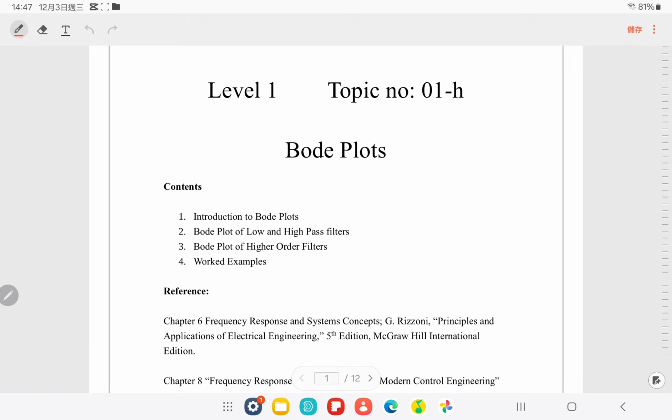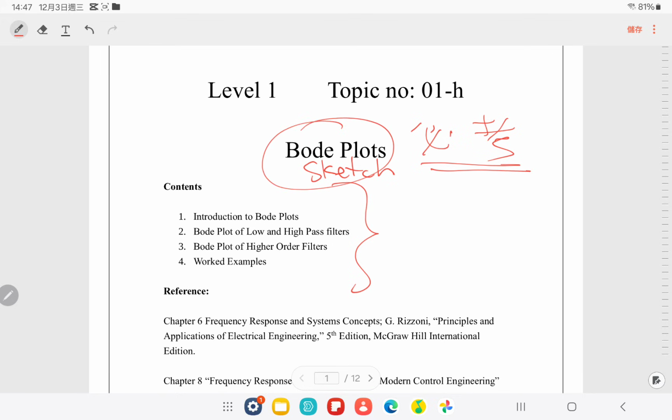For the Bode plot, same thing. I don't need to go through the notes with you. I just tell you there will be a question on Bode plot sketch. Asymptotes, how to add the things together. So you need to look through the worked examples.